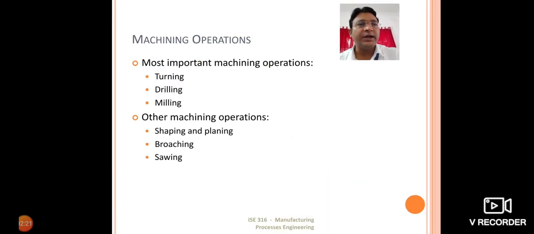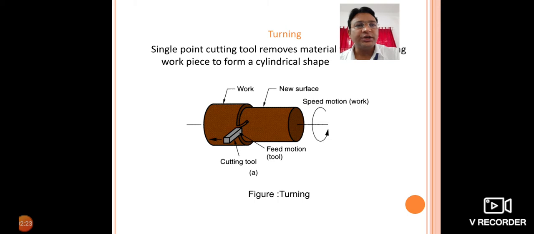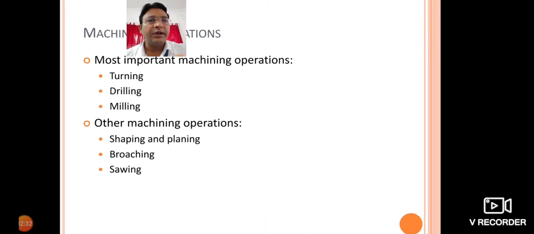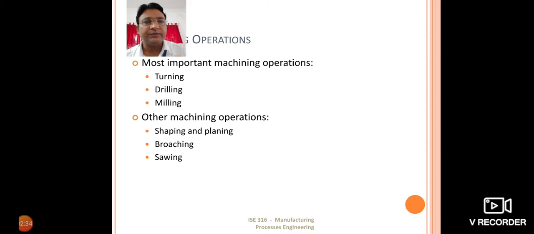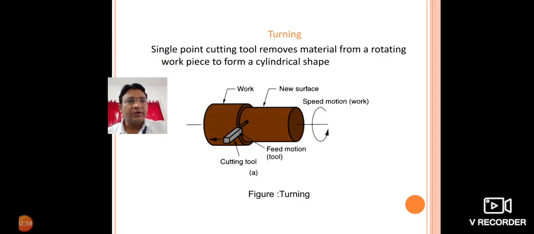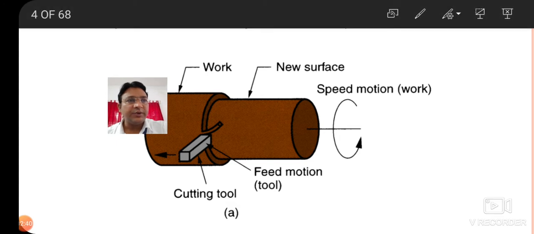Now what are the different kinds of machining operations? The most important machining operations, as you can see here, are turning, drilling, milling, and others such as shaping, broaching, planing and sawing. Turning is the very first and basic operation. What do you mean by turning? Here you can see the workpiece material. I'll explain it here.